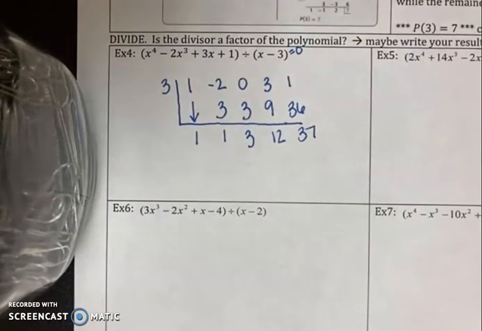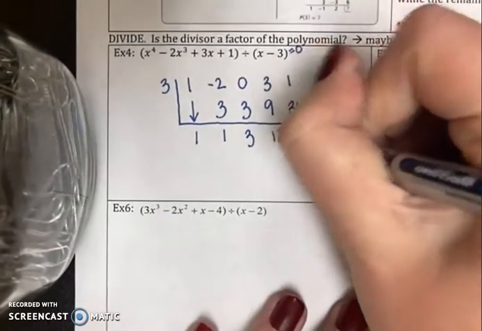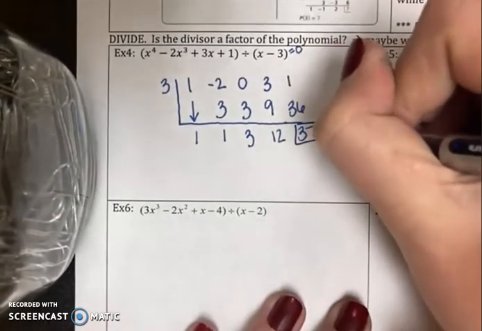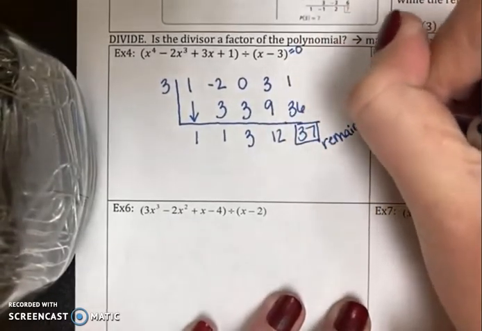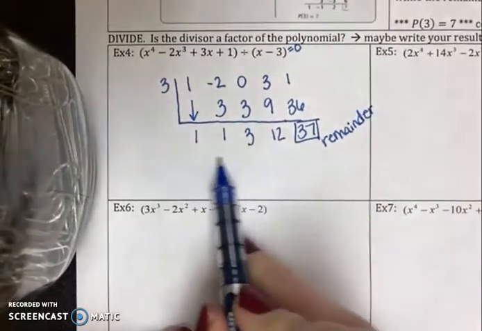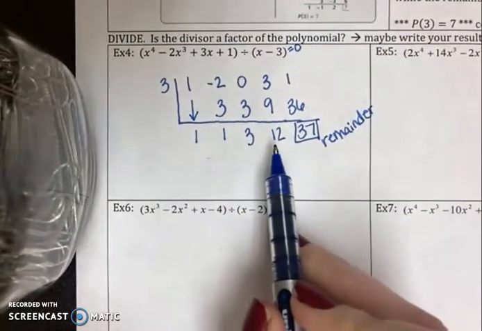Remember, our last number is going to be our remainder. I'm just going to put a little box around that to remind myself. And this would be my new coefficients.